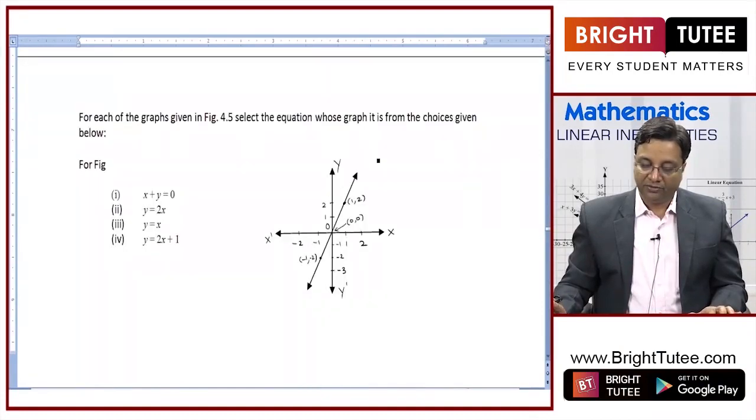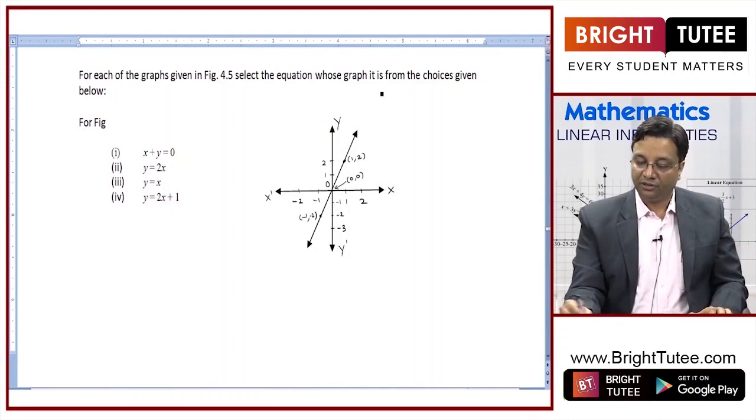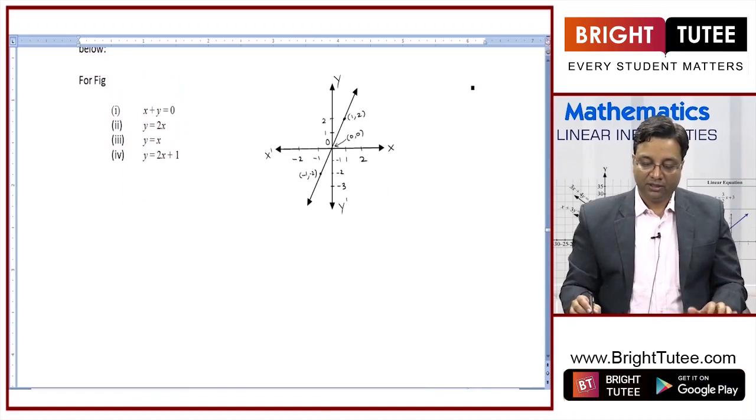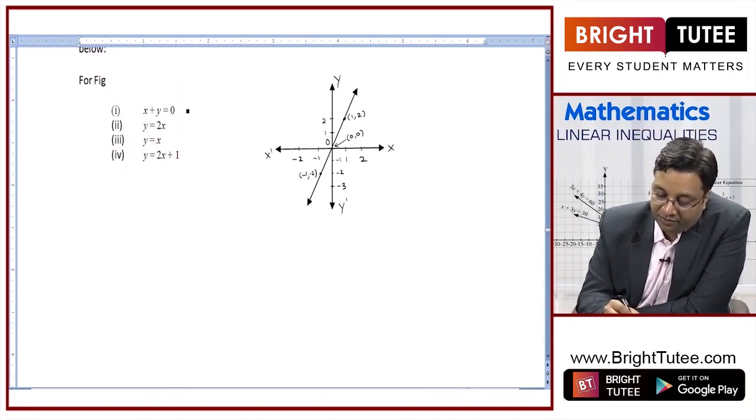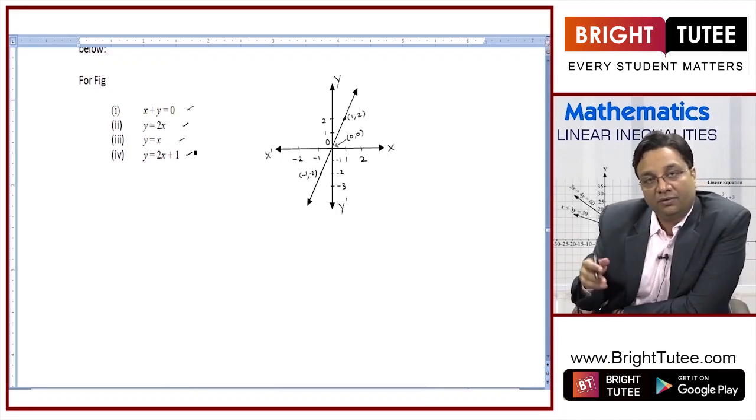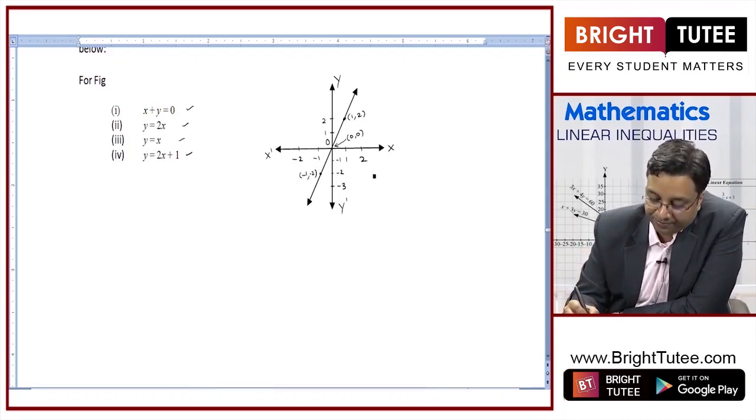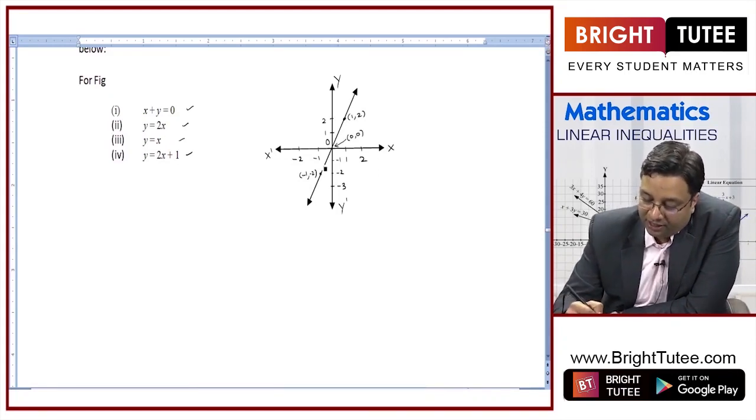For each of the following graphs given in the figure, select the equation whose graph it is from the choices given below. Okay, so for this figure I need to check for which equation this graph is valid, or the graph is for which equation. Okay, so let me see how do I see that. This is a line, right? This is the graph. This is a line.